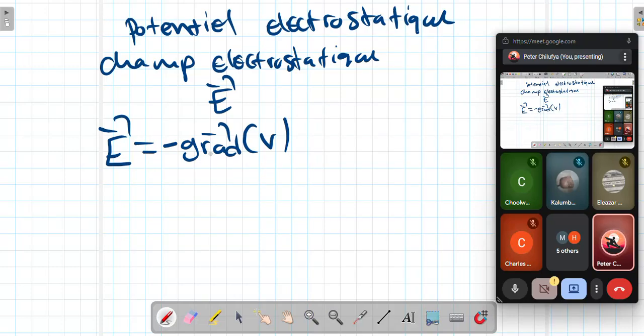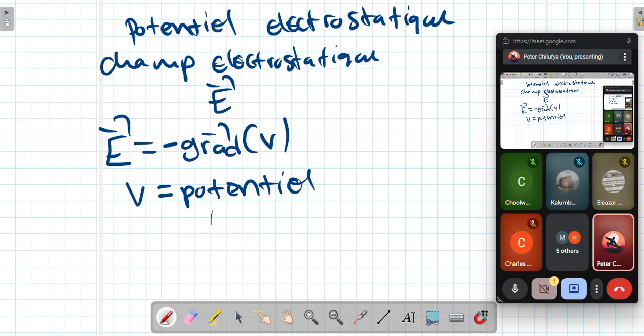E can also be written in terms of gradient. That is, E is equal to negative grad of V. Then this V is known as the electrostatic potential. So I might bring you a question, and the first part might ask you to give me the relationship between E, the electrostatic field, and the electrostatic potential. V is the electrostatic potential.